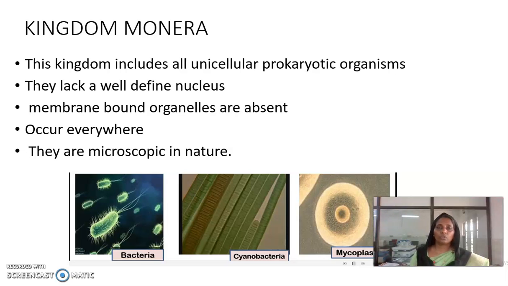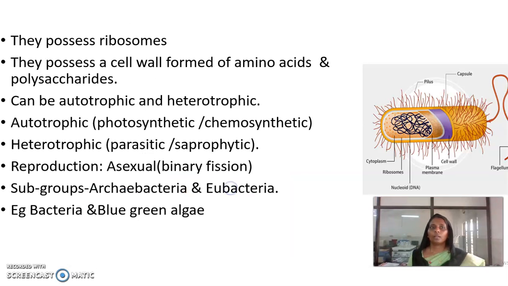The kingdom Monera includes mainly unicellular organisms and they are mainly prokaryotic organisms, that is they lack a well-defined nucleus and their nuclear membrane is absent, and the membrane bound organelles such as endoplasmic reticulum, Golgi apparatus, and mitochondria are all absent in kingdom Monera. These organisms can be seen everywhere and they are microscopic in nature. And they possess 70S ribosomes, and they possess a cell wall which is formed of amino acids and polysaccharides.